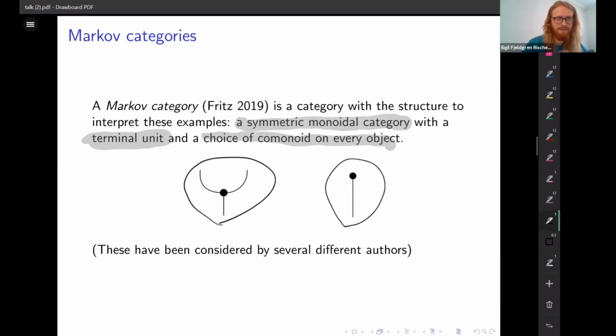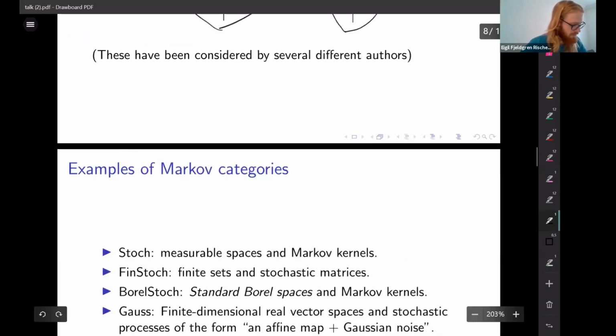In his paper on these things, which I'll also put a link to at the end, there's a literature review. So I'm not going to list everybody who's ever considered this, but this is a notion that's been in the water for a long time. Yeah, so let's give some examples of this.